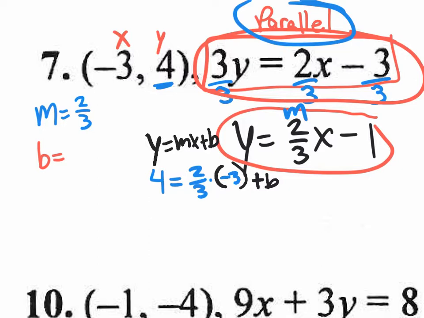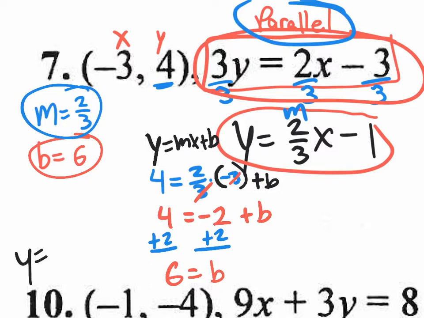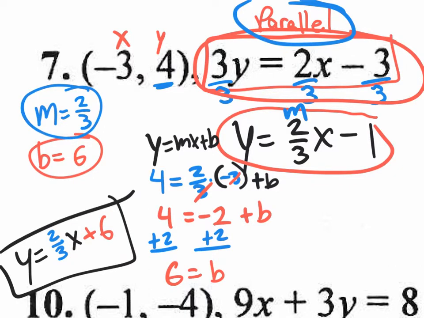So now let's work this out. We're going to multiply 2/3 times -3. The 3's cancel. 2 times -1 is -2 plus b equals 4. Solving this equation, b equals 6. So 6 equals b. Now that we know the m and now that we know the b, we could write our equation in slope-intercept form. Y equals 2/3 x plus 6. If you check the back, that's the answer that you're going to see.